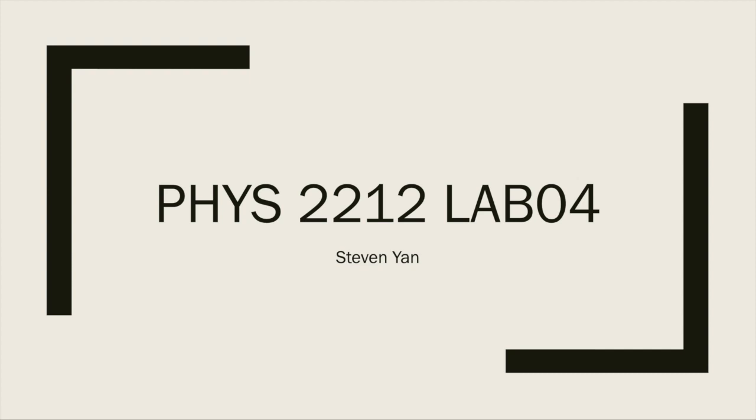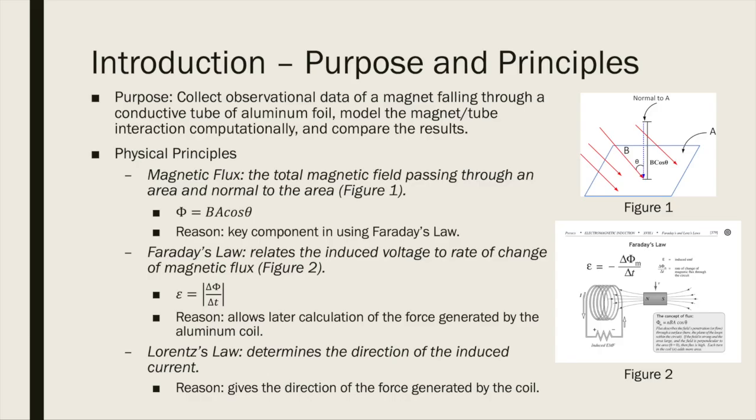This is Stephen Yan presenting Lab 4. The purpose of the lab is to collect observational data of a magnet falling through a conductive tube of aluminum foil, model the magnet and tube interactions computationally, and compare the results.